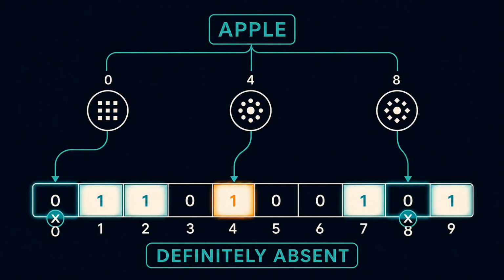Next, check an apple. The apple maps to 0, 4, and 8. Bits 0 and 8 are still 0. Because even one required bit is 0, that apple was definitely never inserted. The filter can reject it immediately.